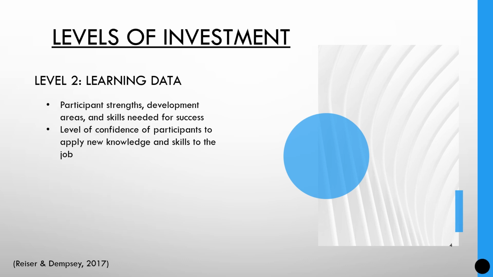Level 2, learning data. Every program has a learning component. Acquiring new knowledge and skills is necessary to change behavior in order for a participant to apply what they have learned. Learning measurement takes place during the program through a variety of techniques such as tests, assessments, peer assessments, self-assessment, observations, reflective thinking, and documentation. This is when you find out, do your participants know what they are supposed to do and how to do it? And are they confident to apply their newly acquired knowledge and skills when they leave the training or program?